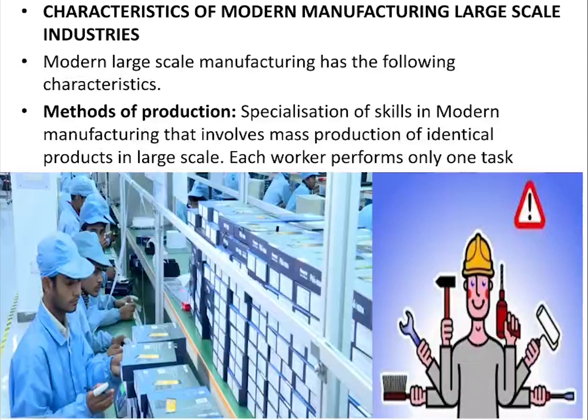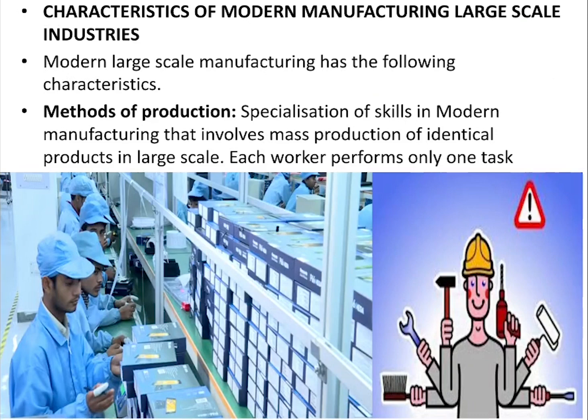Here we are going to focus on modern manufacturing industries. We are not going to study the characteristics of small scale industries. Here we are going to study the characteristics of big or large scale industries. Following are some of the major or general characteristics of modern large scale manufacturing industries of the world. The first one is the method of production.